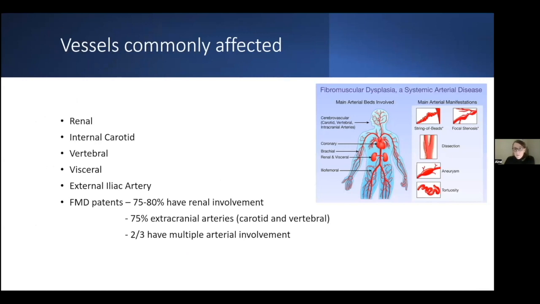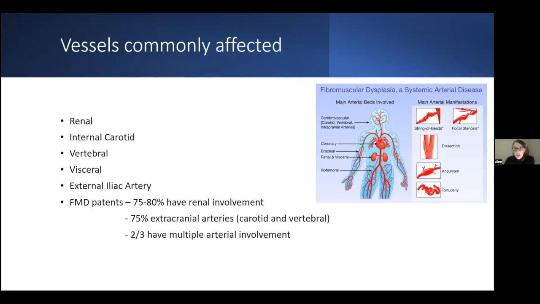So, as I mentioned previously, FMD can manifest in any arterial bed, but the vessels most commonly affected are your renal vessels, your internal carotid, and thereafter you can get it in your vertebral arteries, your visceral arteries, and your external iliac artery, which is the main blood supply to your lower limb.